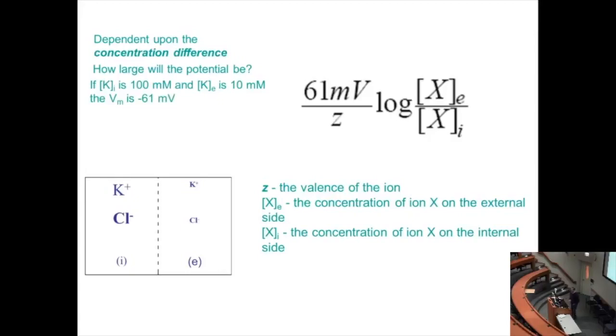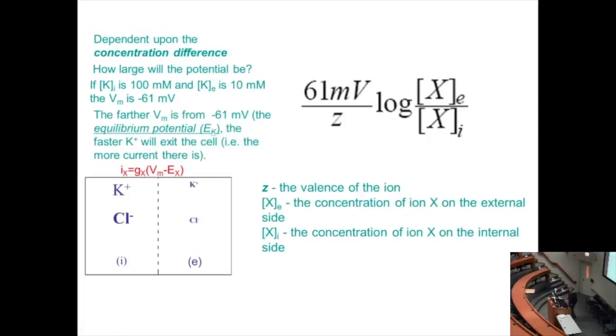So if our potassium is 100 millimolar on the I side and 10 millimolar on the E side, this ratio will be 0.1. The log of 0.1 times 61 will give you minus 61 millivolts. All right? One reason why this is relevant is because the farther that the actual membrane voltage is in a real cell, the farther it is away from the potassium equilibrium potential, the more potassium will flow.